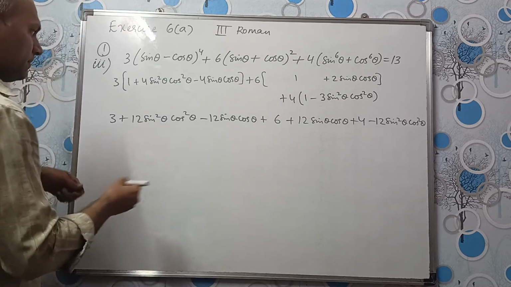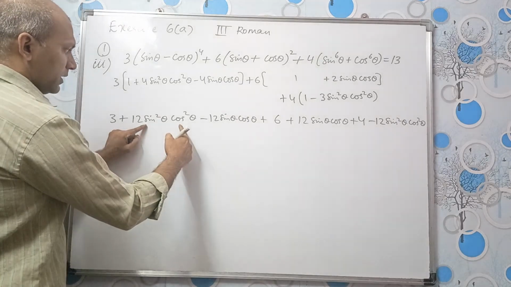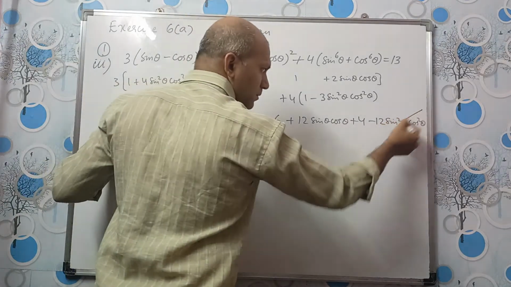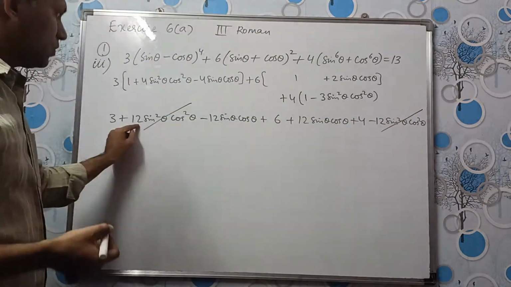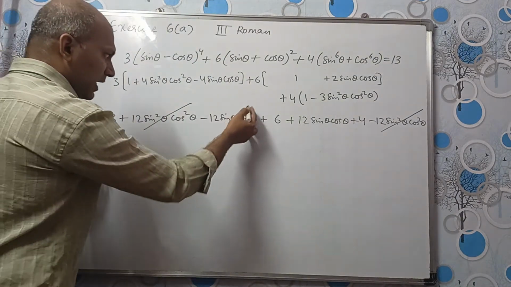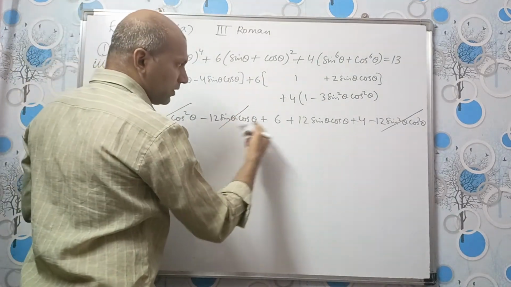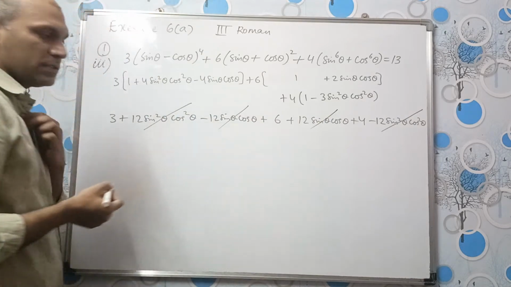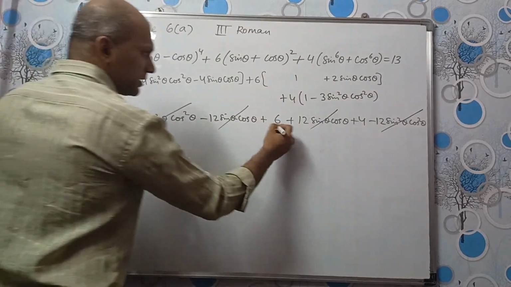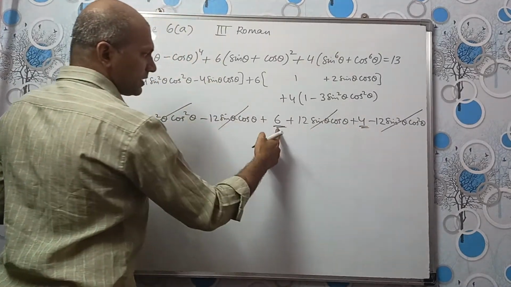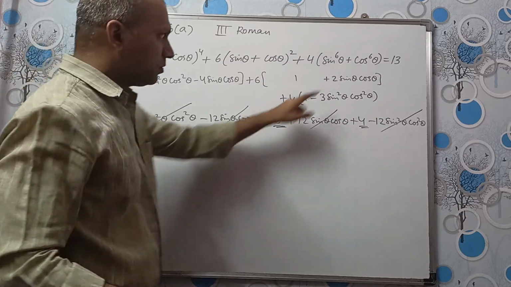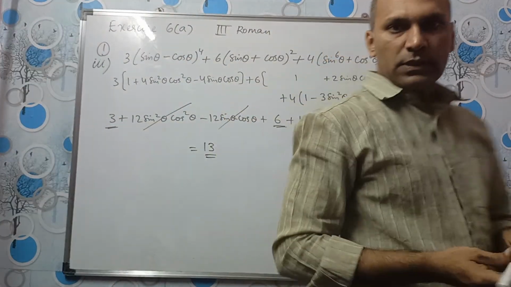What do we have here? See, sin square theta cos square theta, plus 12 minus 12 is 0, right, minus sin theta cos theta plus sin theta cos theta is 0, right. So what is left now? 3, 6 and 4, 4 and 6 is 10, 10 and 3, it is equal to 13. We should prove that this is equal to 13.